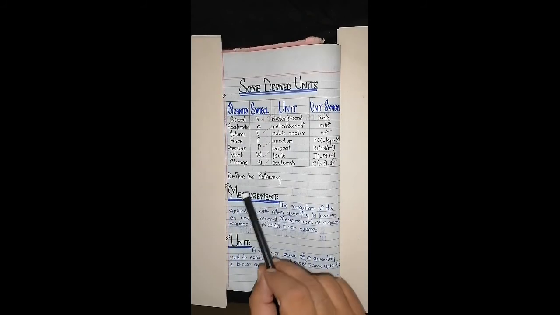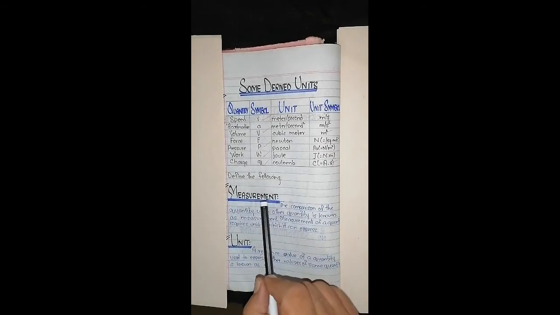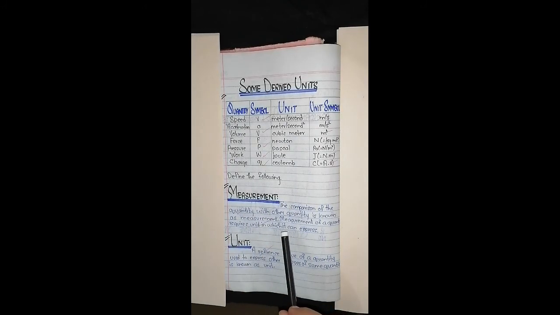Now the next question is 3. Question number 3 is define the following. Measurement. These answers are in your book. Read chapter number 2 thoroughly. You have to read the tables in your book and some units.